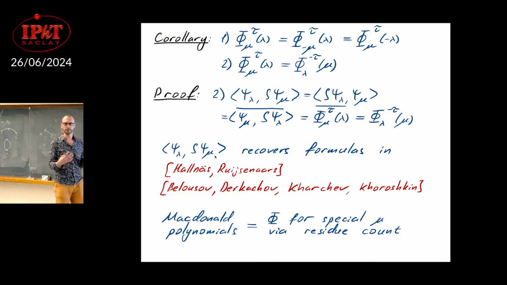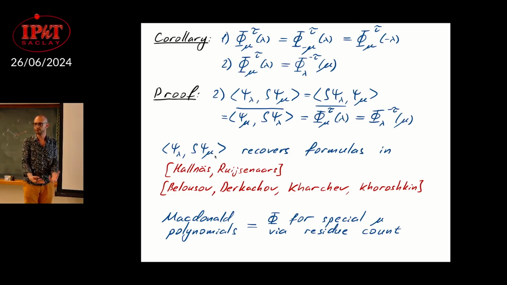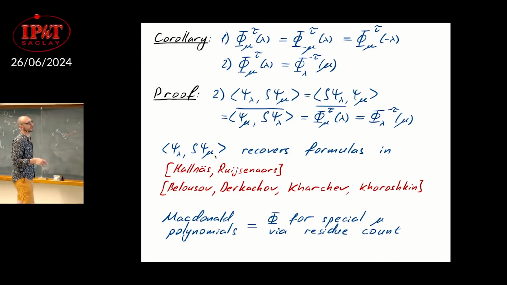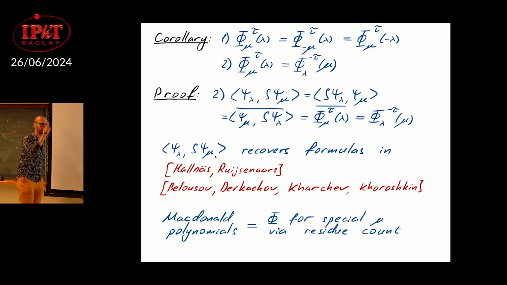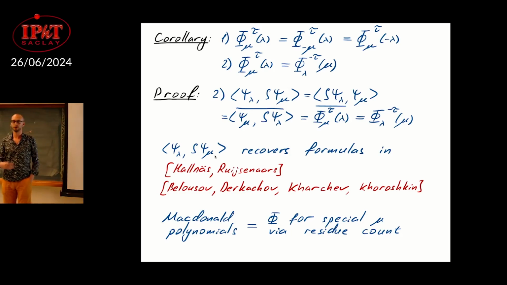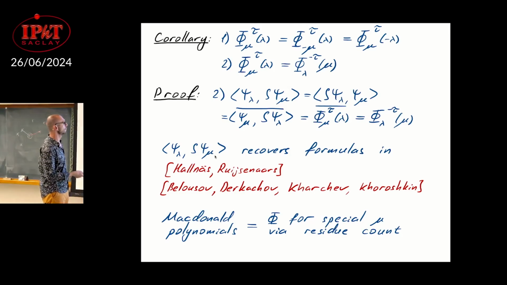And then, okay, fine. But we started with Macdonald operators. If you want to really get Macdonald polynomials out of it, what do you do? Well, really, you just take your function, which is, of course, not a polynomial, but then you evaluate it at special values of mu, and you do that by some sort of residue count, and you actually recover Macdonald polynomials. So this is a way to recover Macdonald polynomials from this scheme.